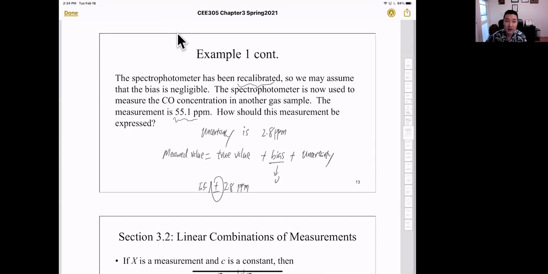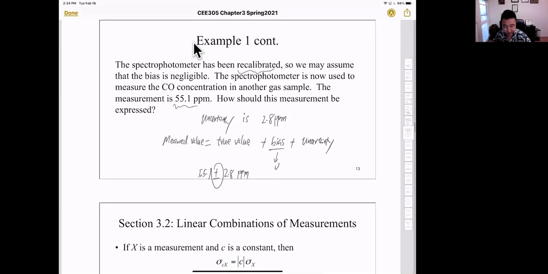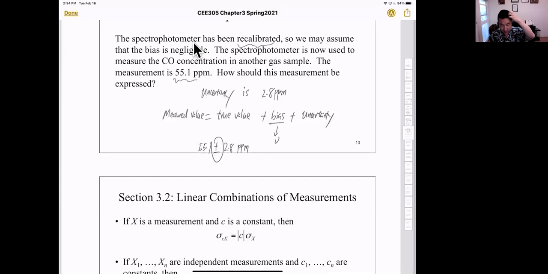Okay, so that is the first section for chapter number 3. I think the idea is simple. Just know the error has 2 parts: the bias, and also the random error. And you should know what uncertainty is, what accuracy is, what precision is, and whether you use sigma or the mean value to describe these 2 types of errors.